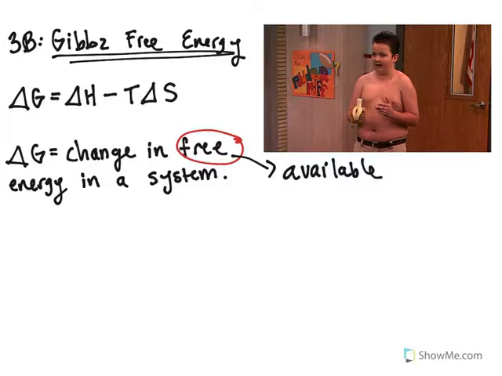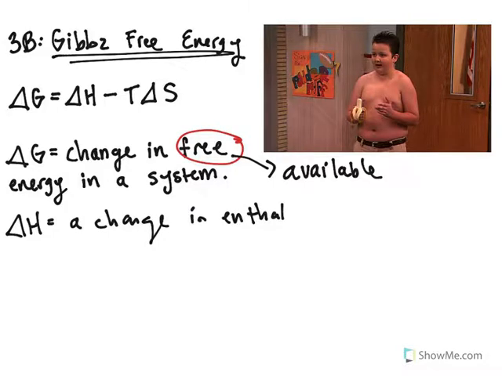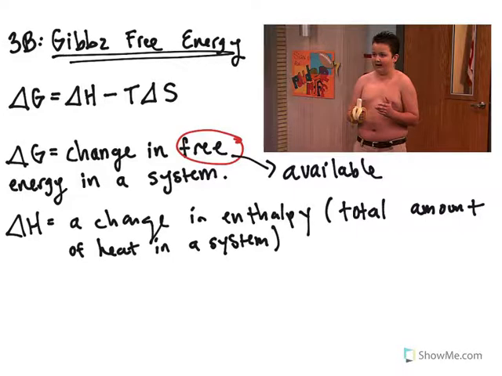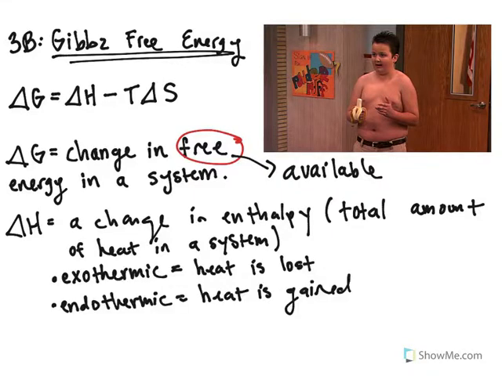Our next term we see is delta H, which is going to represent a change in enthalpy, which is really just the total amount of heat that a system has. So it's either going to gain some heat or it's going to lose some heat. And there are two terms we see associated with a change in delta H. A reaction can be exothermic, meaning it releases heat, or it can be endothermic, meaning that it actually absorbs and gains heat. Our T in the Gibbs free energy equation just stands for temp.